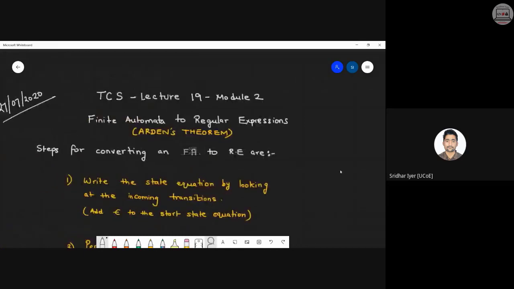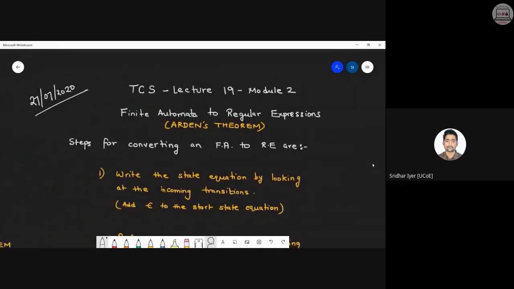So this is the topic for today. We have so far seen how to convert a regular expression into a finite automata. But this is the other way around. The next concept is how are you going to convert a finite automata into a regular expression? It's the exact opposite thing, right? So the first thing we have to follow is there are certain rules which we need to follow.